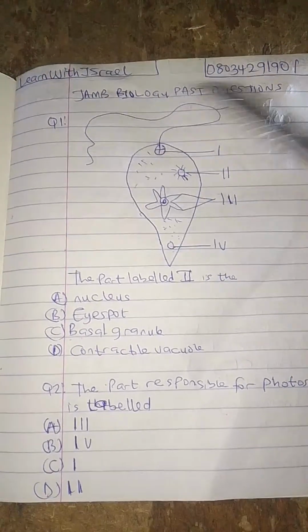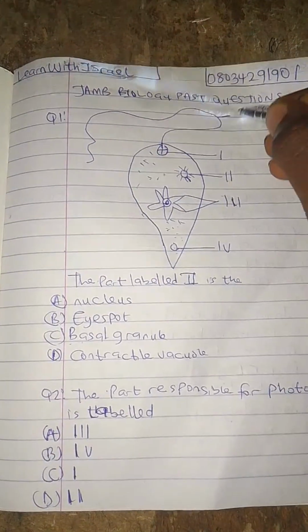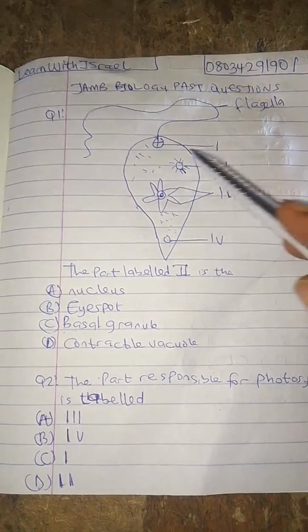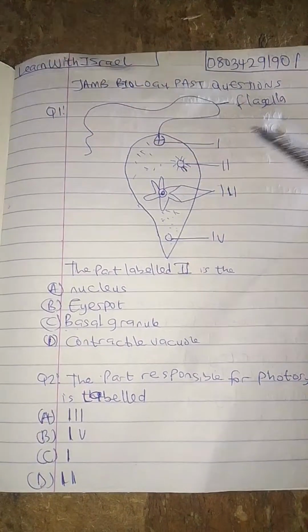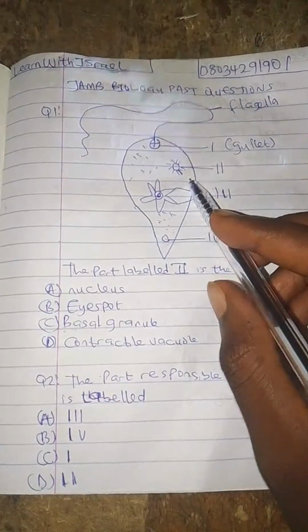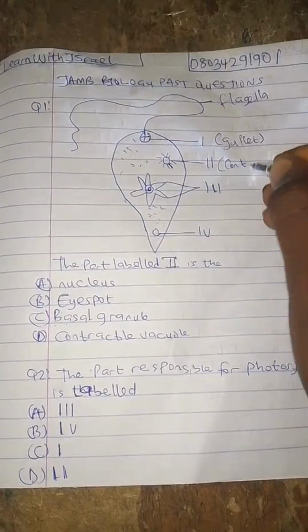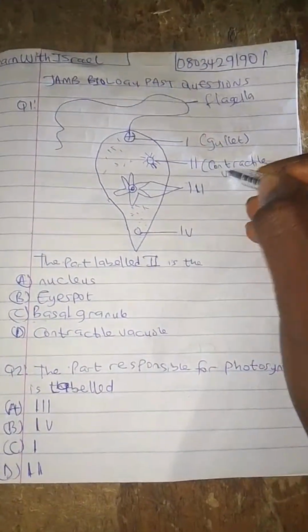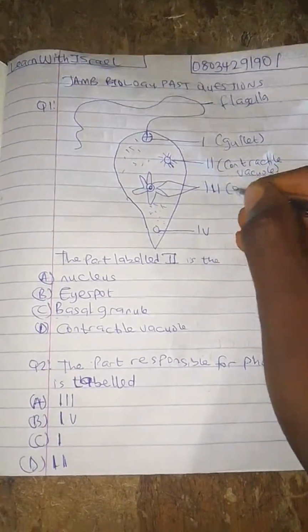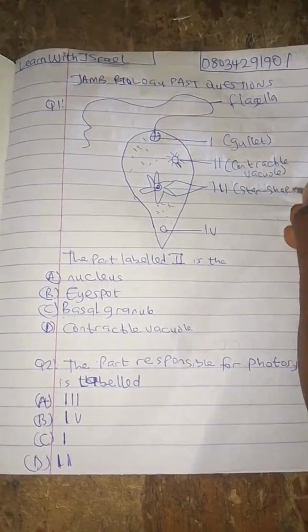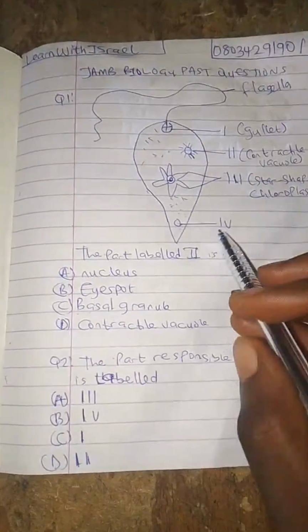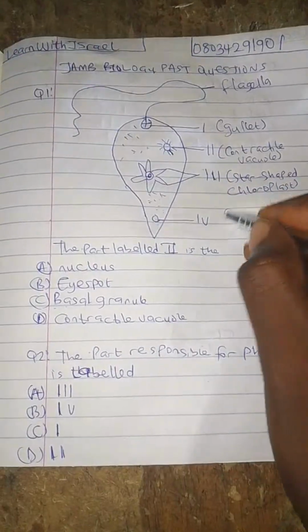So let's label this part. This part is the flagella. It aids movement in euglena. The first part is called the gullet. The second part here is called the contractile vacuole. The third part here is called the star-shaped chloroplast. While the fourth one here is called the nucleus.